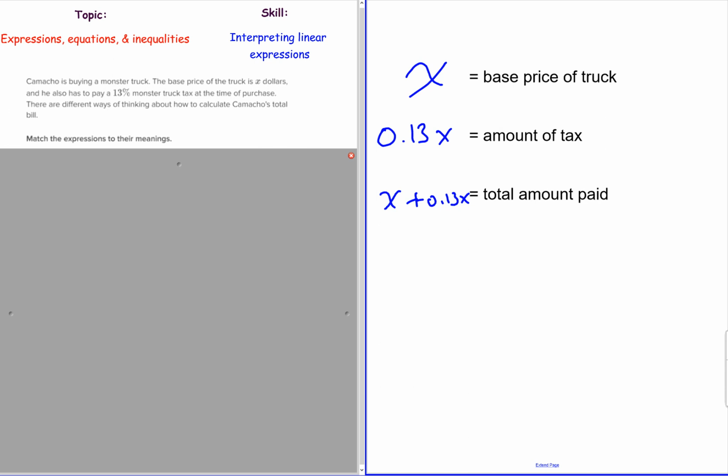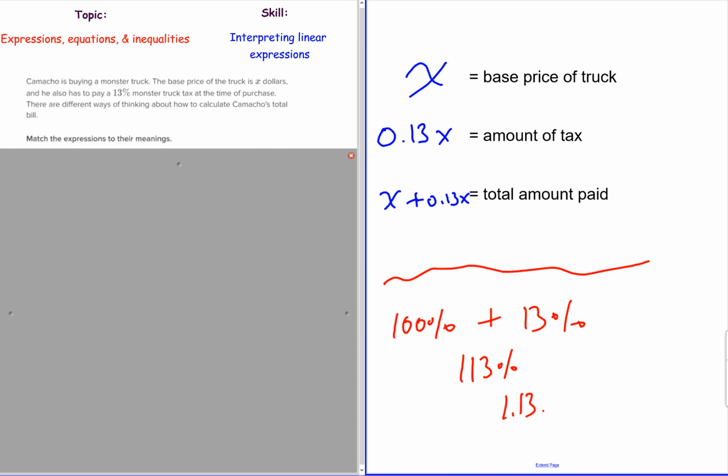But another way to think about it is Camacho buys a truck. He's got to pay 100% of the price of the truck plus an additional 13% of the price of the truck, right, in tax. So he needs to pay 113% of the price of the truck, which is, as a decimal, 1.13 times X.